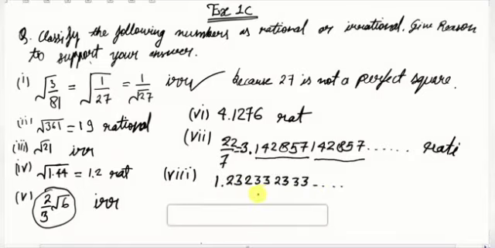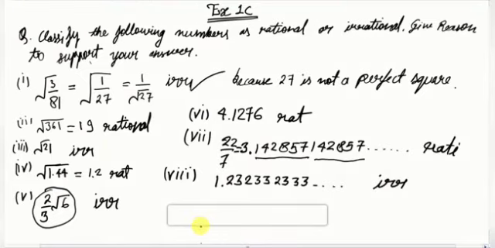Okay. This is the eighth question. The eighth question is a decimal which is non-terminating. The value of the decimal is 1.2323, and again not 23, 323333. It is non-terminating as well as non-recurring. 2323 is not repeating. After 1.2323 you have 32333. So it is an irrational number.